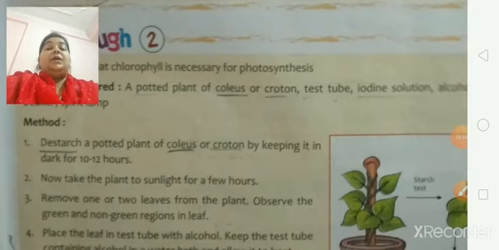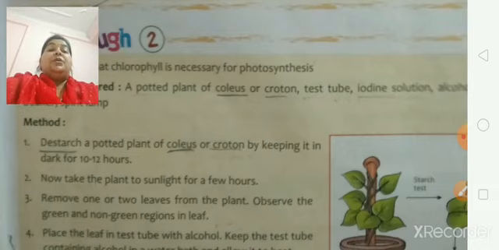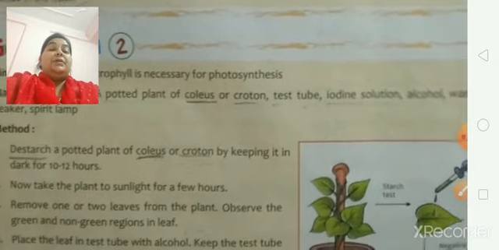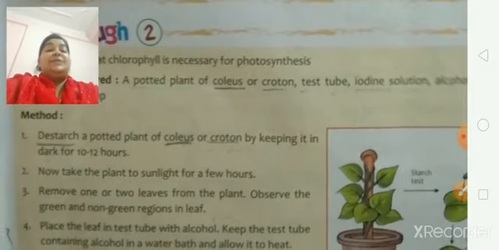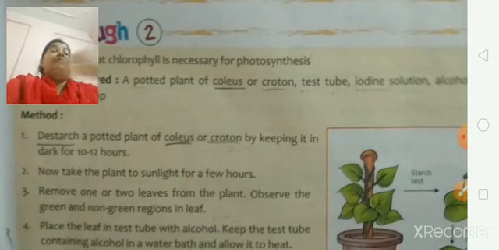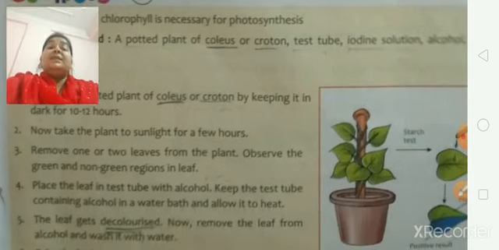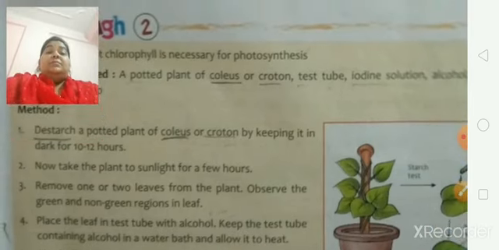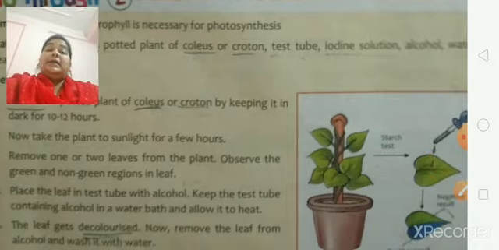Now what are the requirements for this? A potted plant of Coleus, test tube, iodine solution, alcohol, water in a beaker, and a spirit lamp. Just before making you understand about this, I want to discuss some words or some important things, so that it will be easier for you to understand correctly.